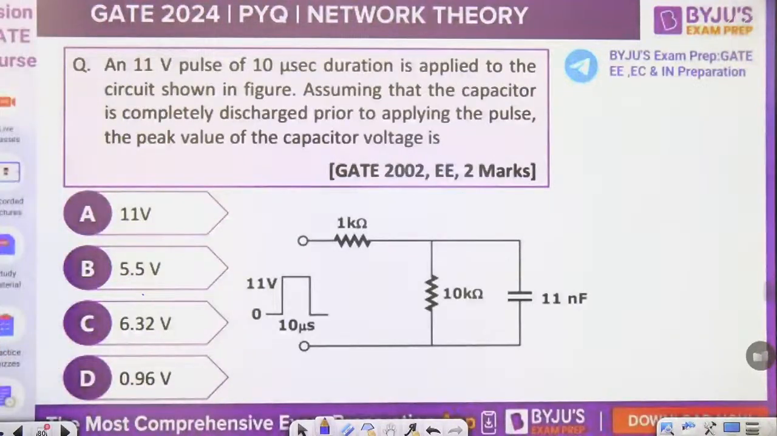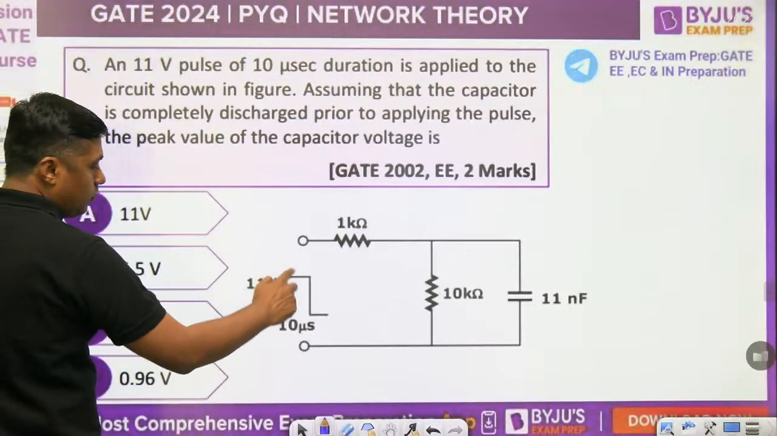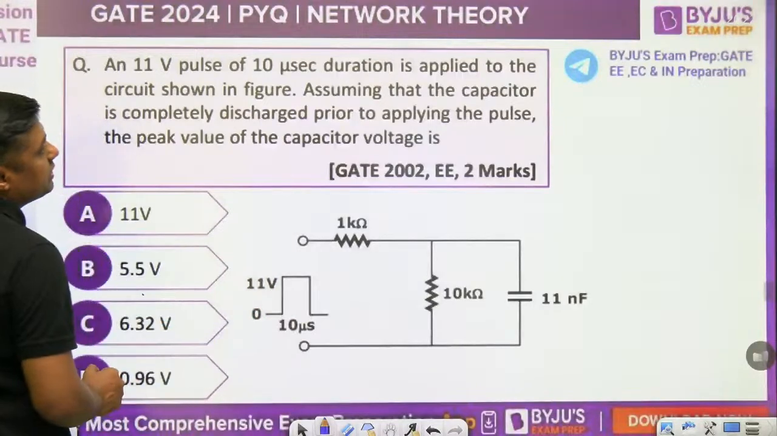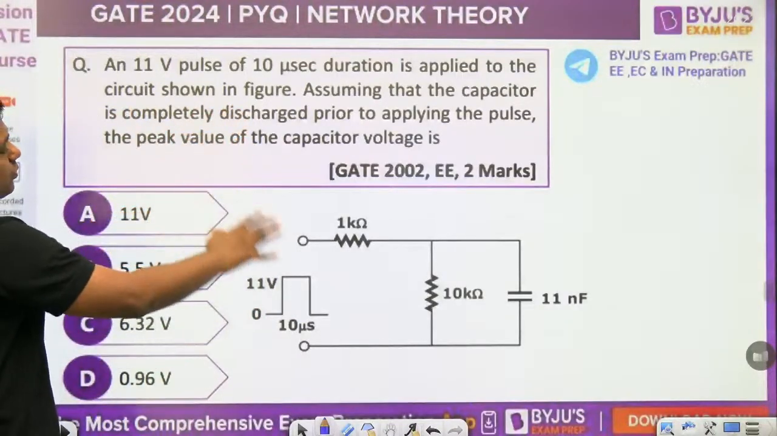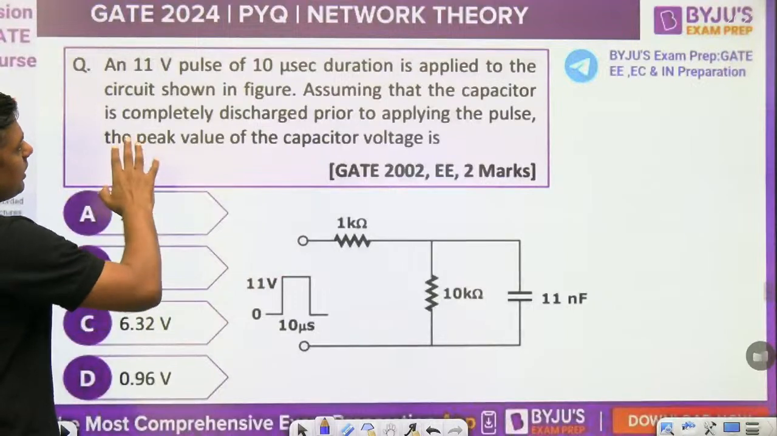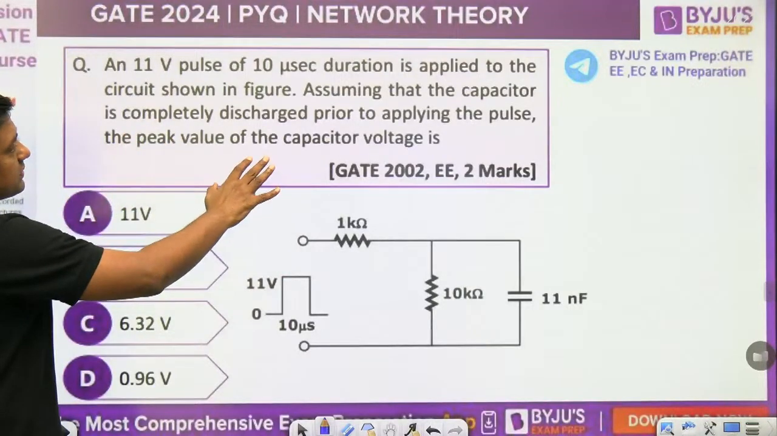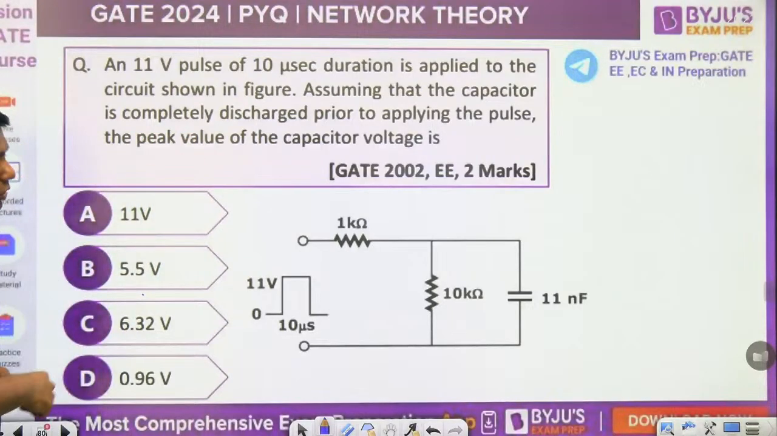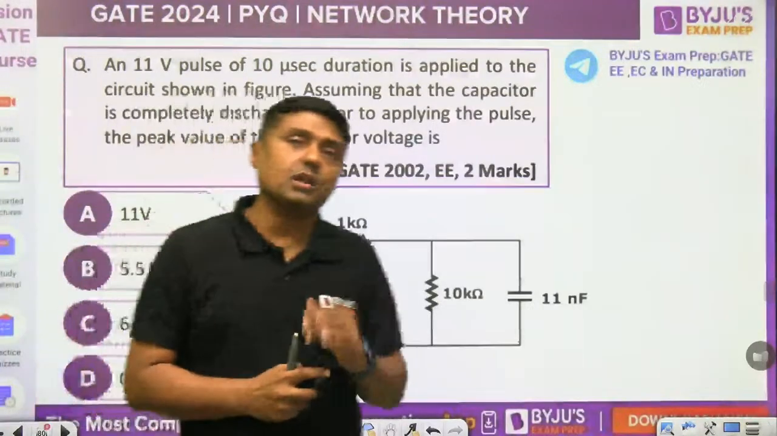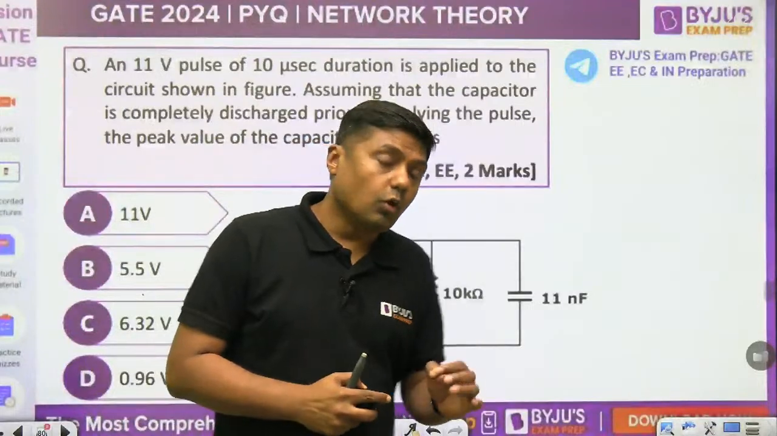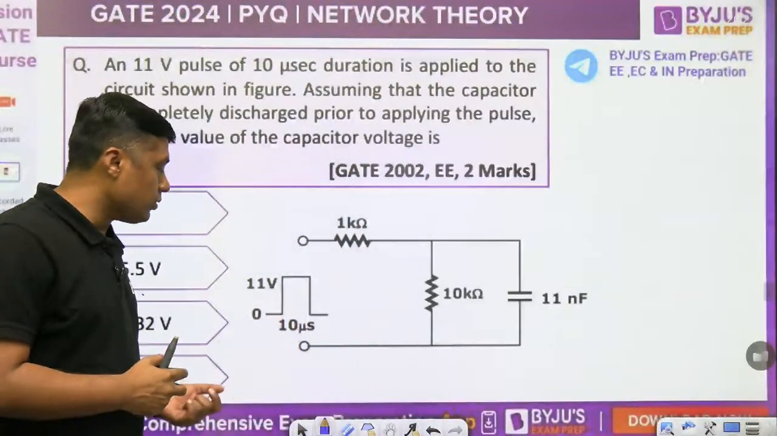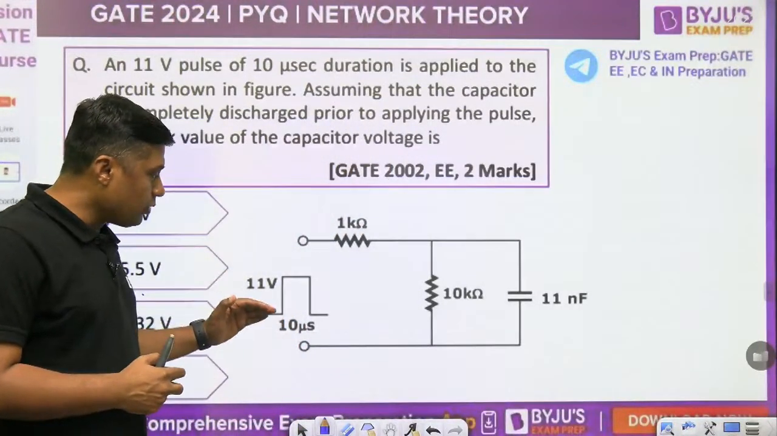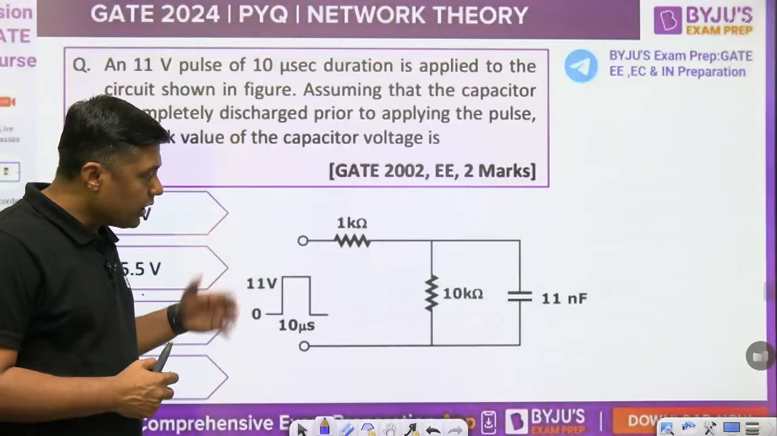Now, an 11 volt pulse of 10 microsecond duration. This is again a conceptual question. An 11 volt pulse, 10 microsecond is the duration, is applied to the circuit shown in the figure. Assuming that the capacitor is completely discharged prior to applying the pulse, what is the peak value of the capacitor voltage? Then what is the duration of the pulse? Only 10 microsecond. So for 10 microsecond, you can find the equation.